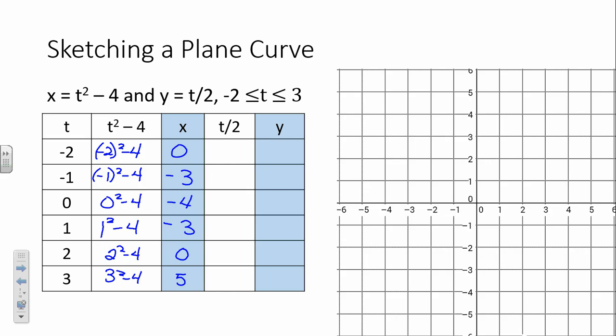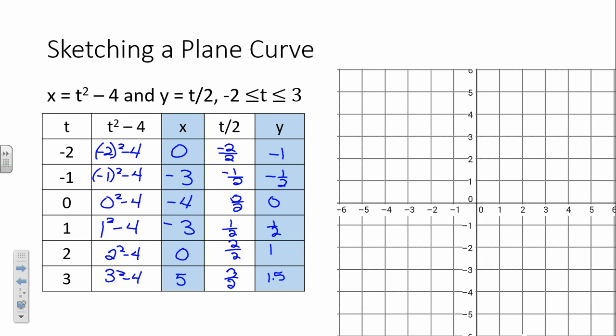Now we do the same thing with y, plugging these same numbers into t over 2. So -2 over 2 is -1, and -1 over 2 is -1/2, and 0 over 2 is 0, and 1 over 2 is +1/2, and 2 over 2 is 1, and 3 over 2 is 3/2 or 1.5, depending on how you want to think about it.